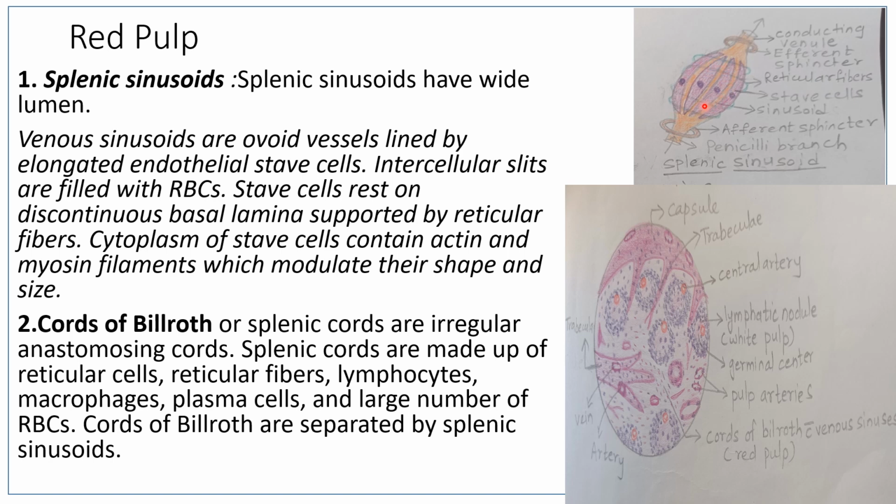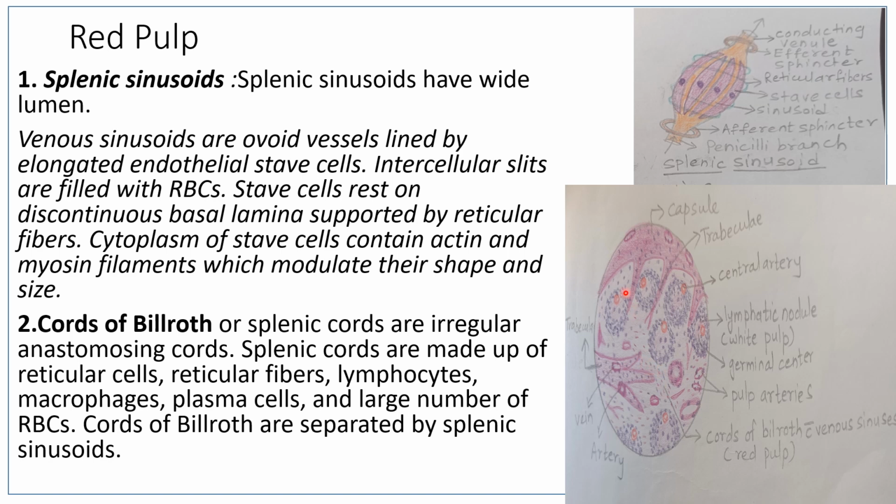Then the second important structure is cords of Billroth. So these are the cords of Billroth. So these are irregular anastomosing cords mainly formed by lymphocytes. Then we have the reticular fibers, reticular cells, and macrophages, plasma cells. Also large number of RBCs are present, and the cords of Billroth are separated from the splenic sinusoids.